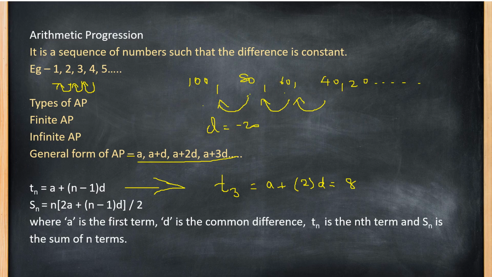In the same way, the sum of the terms is given by Sn, which is n by 2 into 2A plus n minus 1 into D, where A is the first term and D is your common difference.